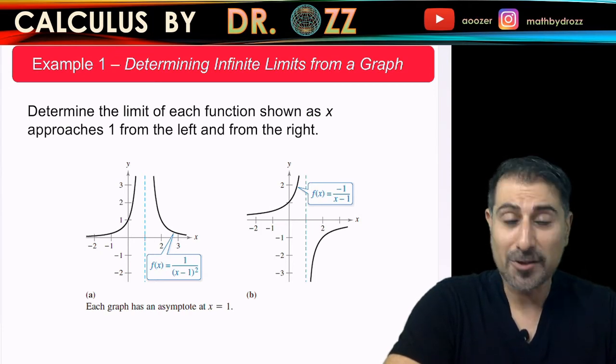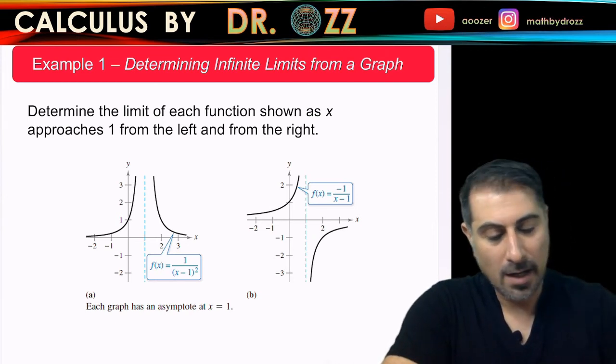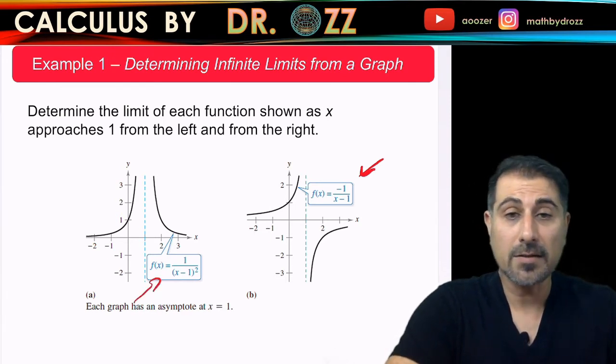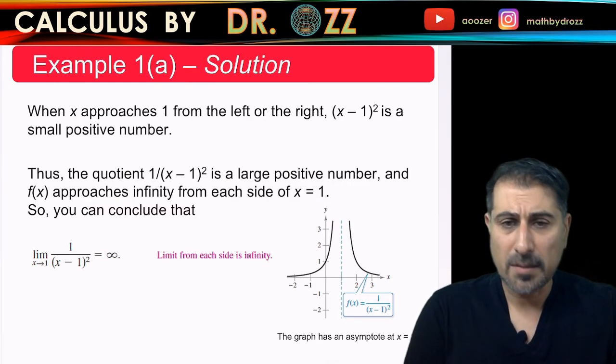So we have two different functions provided to us. One is 1 over x minus 1 quantity squared. The other one is -1 over x minus 1. And we're checking the limits as x approaches 1 from the left and from the right. Let's try to determine those limits by looking at your graphs.